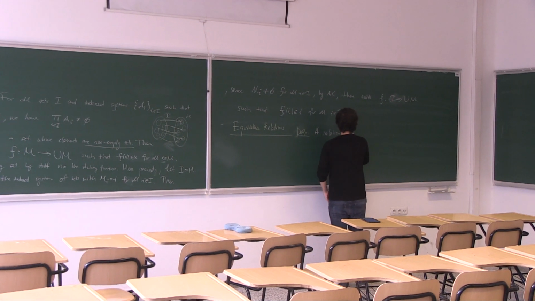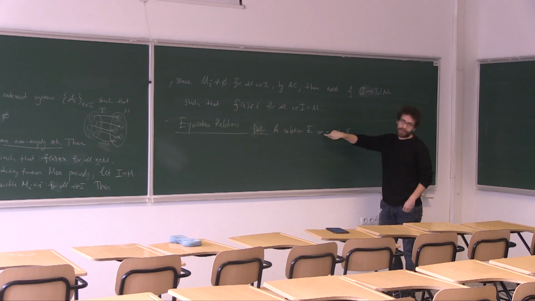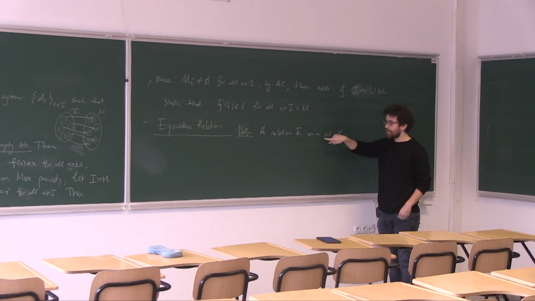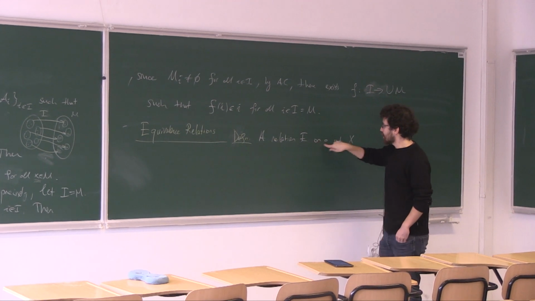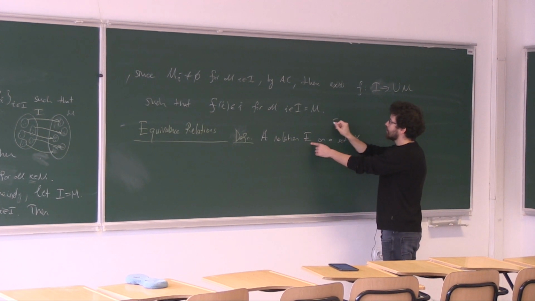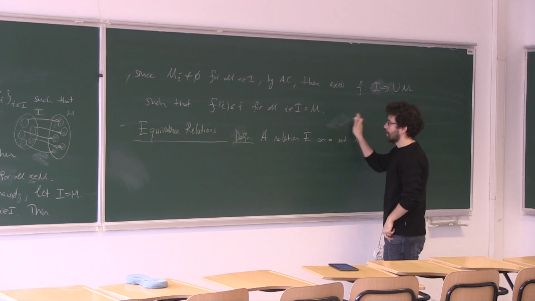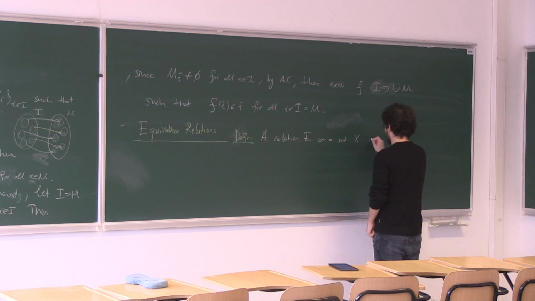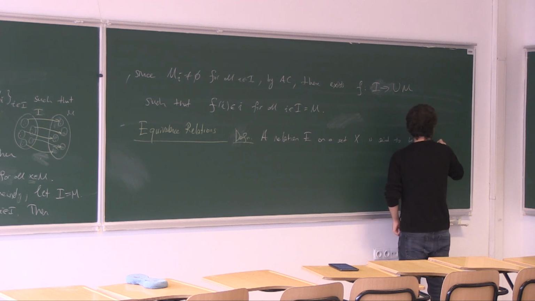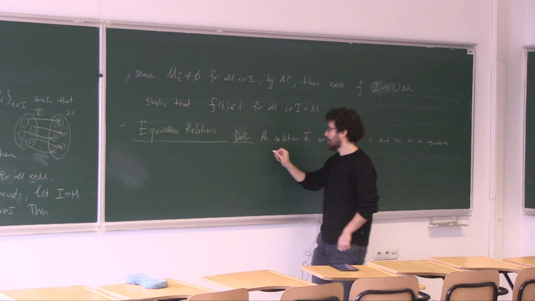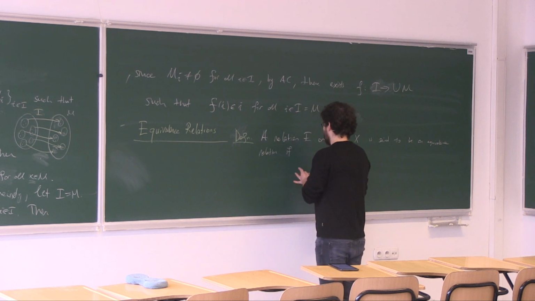A relation E on a set X. Now, when I say a relation on a set X, what did that mean? We learned this last time or maybe before that. A relation on a set X means that this is a relation from X to X. Okay, it's a subset of X cross X. A relation E on a set X is said to be an equivalence relation if it satisfies the following properties.